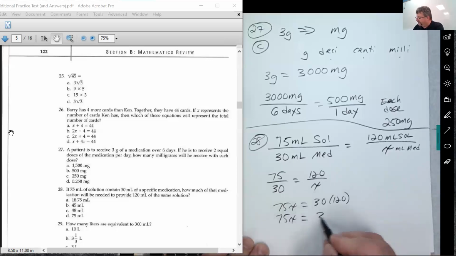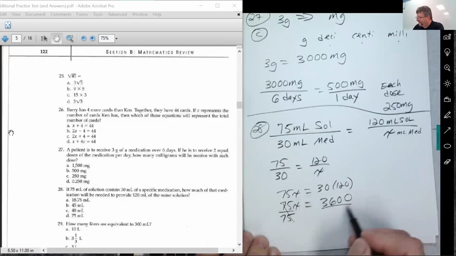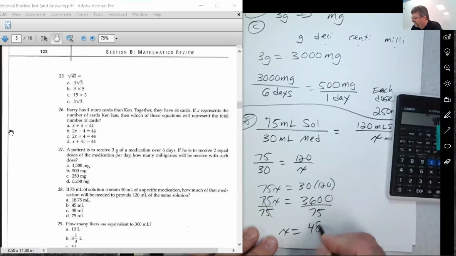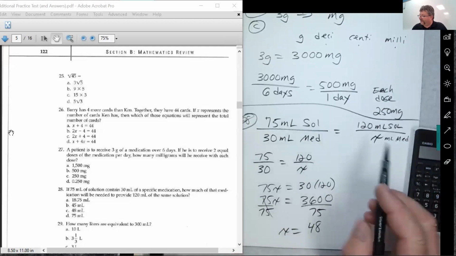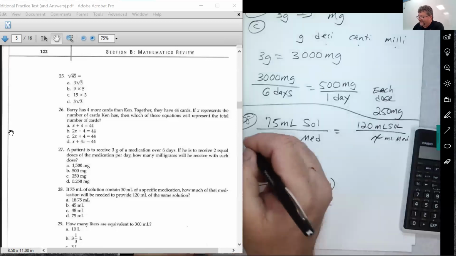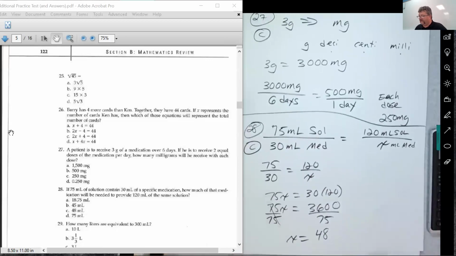75X equals 3,600. Divide by 75. What are we going to get for X here? We need to do 3,600 divided by 75. That looks like about 48 to me, okay? So 48 milliliters of the medication is going to go into that 120 milliliters of solution. Okay, if we check out our answers here, it's going to be choice C. Okay, and that's how we would tackle 28.